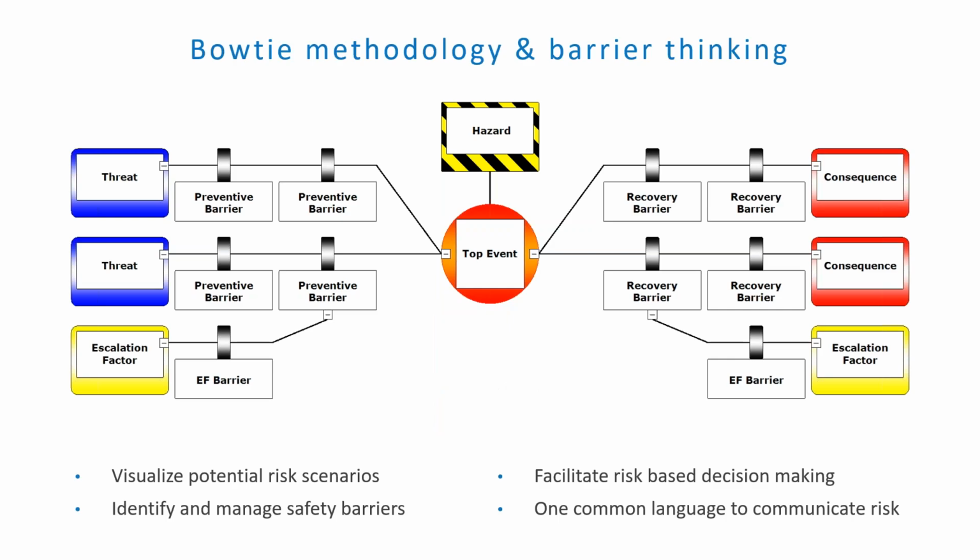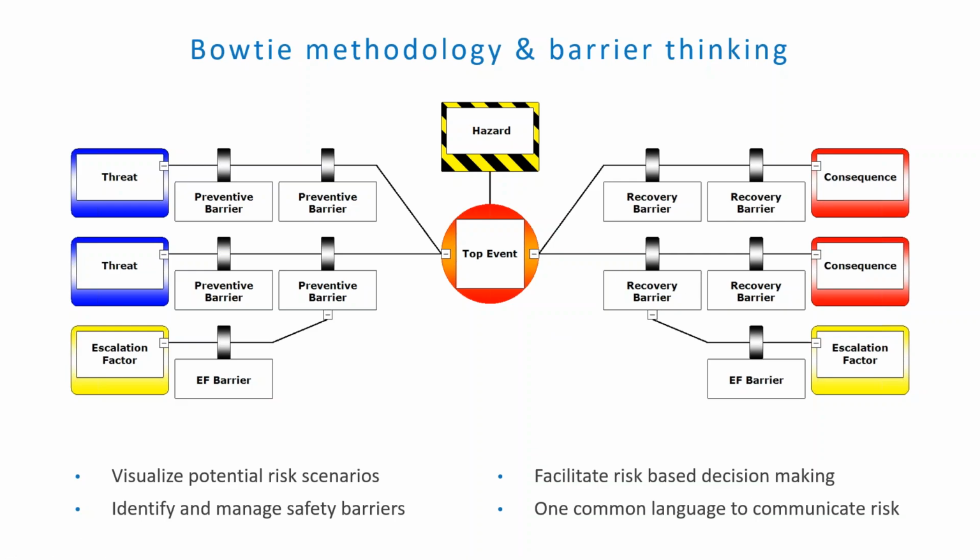So first, bowtie. Why are we so keen on this model? It's because it's a very easy to understand and easy to interpret model to visualize your risks. You will visualize potential risk scenarios, and this makes it very easy because the bowtie is coordinated in a scenario line structure. It will make it very easy to structure your thinking when it comes to your risks. And this makes it possible to very easily identify certain safety barriers along those scenarios, and in the end also makes it easier to manage those barriers.